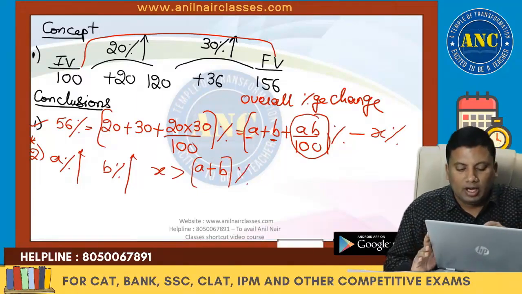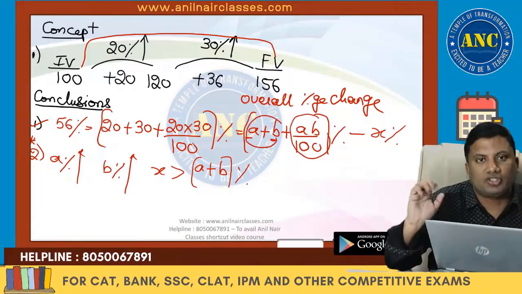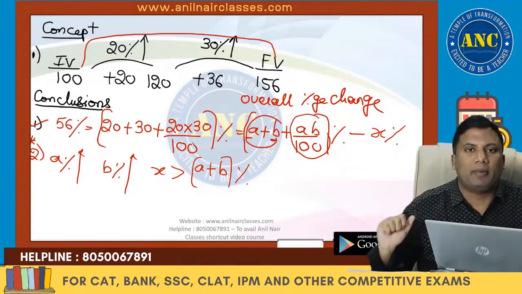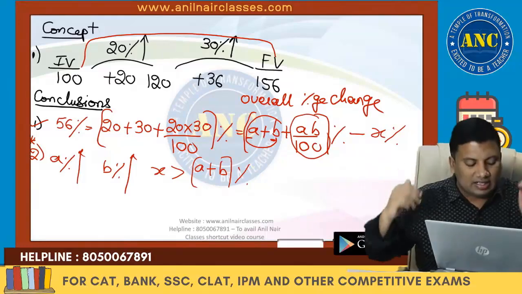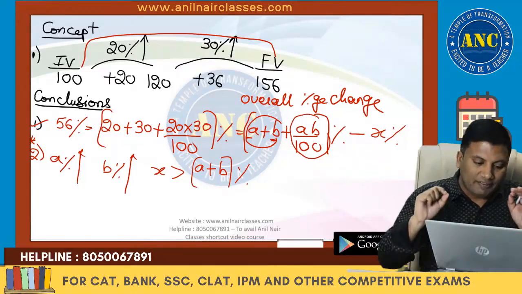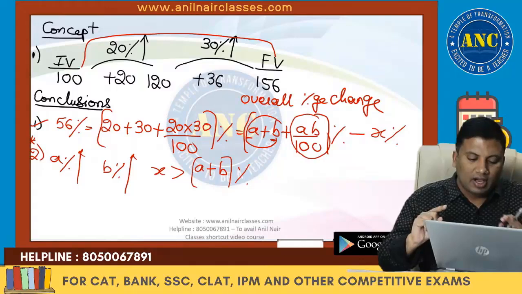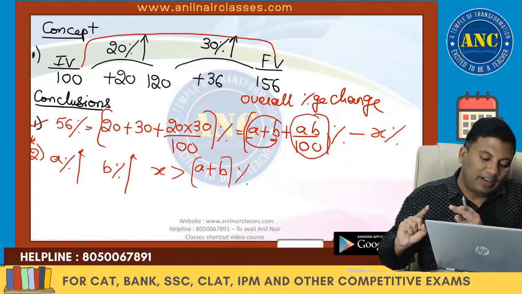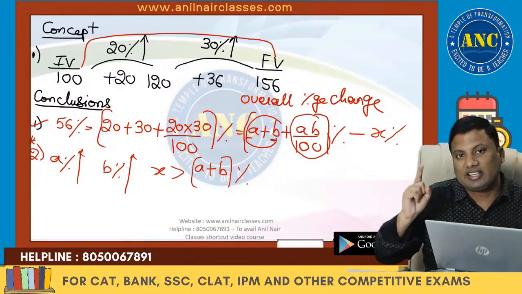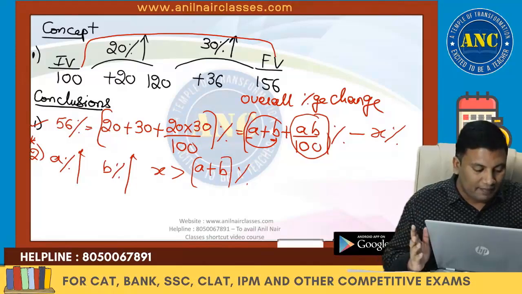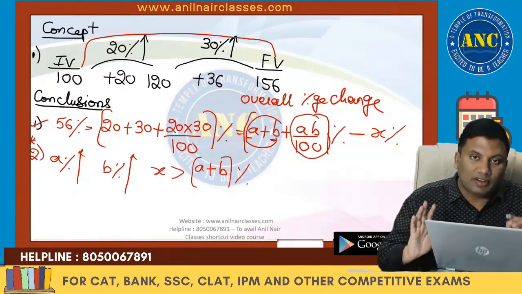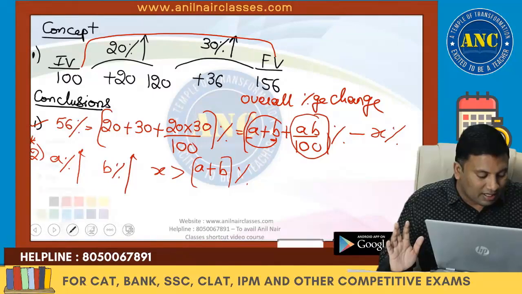Are you all with me? To A plus B, I am adding a positive value. If I am adding a positive value, obviously the value will grow. That means if 20 and 30 are given, overall I got 56%. 56 is greater than 20 and 30. Keep a note of this. When I am solving problems, I will discuss.